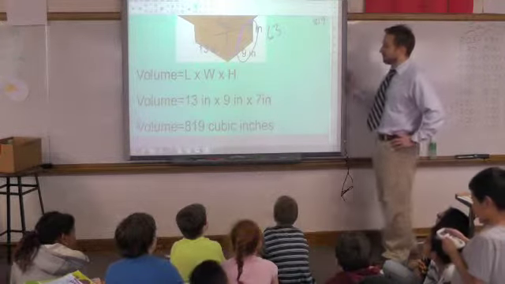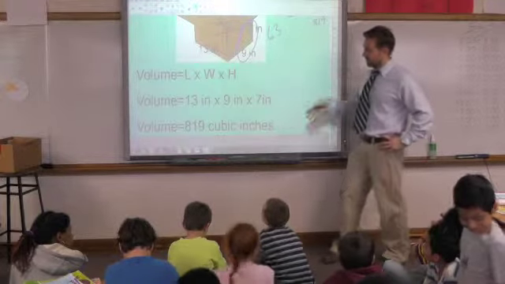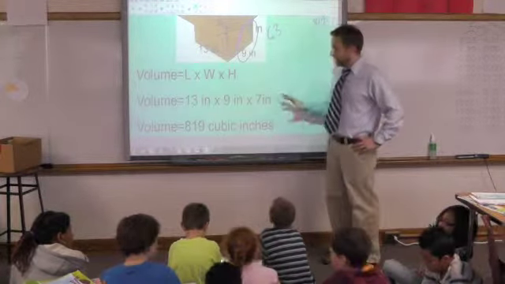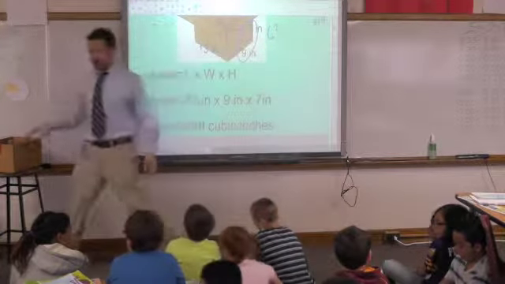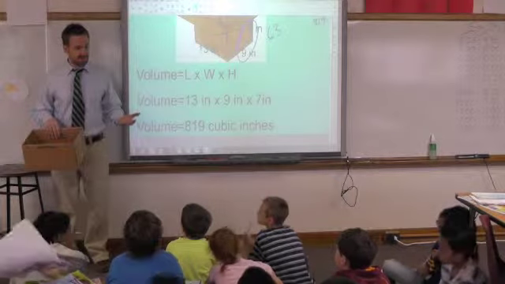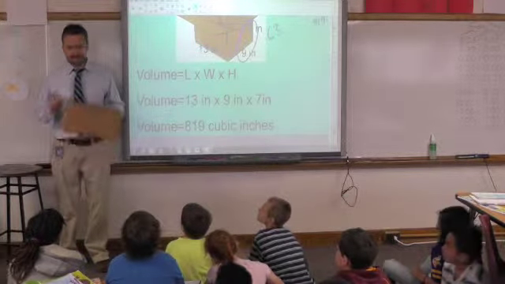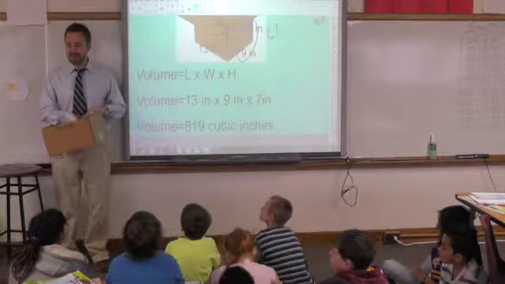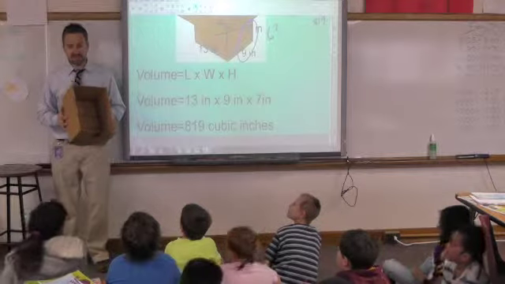So you did a pretty complex problem there over your head. So the volume is length times width times height. 13 times 9 times 7. And it's 819 cubic inches. That means that I could fit, remember how you guessed earlier? I think the highest guess was 150. The actual answer is 819 cubes would fit inside here.